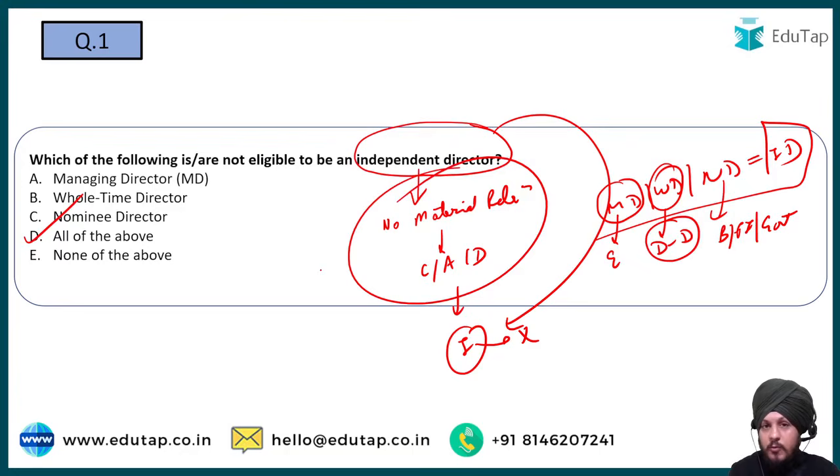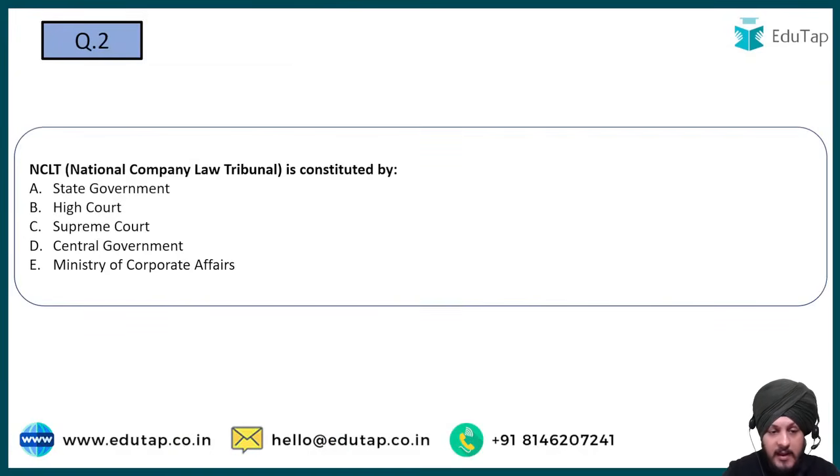Now let us move on to question number 2. NCLT is constituted by whom? Option A, state government. Option B, high court. Option C, Supreme Court. Option D, central government. Or option E, Ministry of Corporate Affairs.